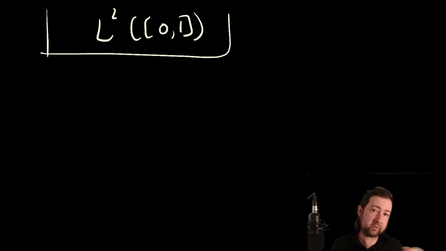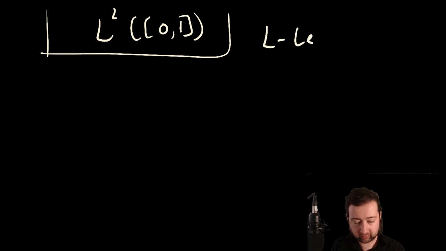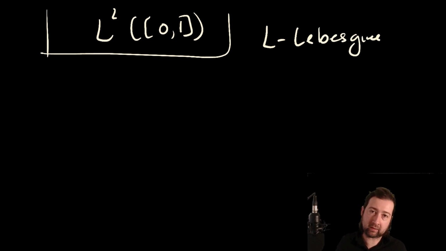So the most important space of functions in all of analysis is called L2. And we're going to be looking at L2 functions on the interval 0 to 1. The L stands for a guy named Henri Lebesgue. And so Lebesgue came up with a theory of integration that makes all this work. And the way that you define functions in L2 is you say a function is in L2 if it has finite energy.